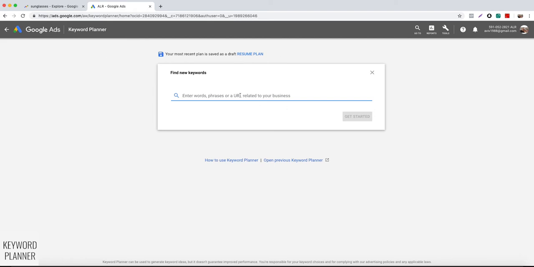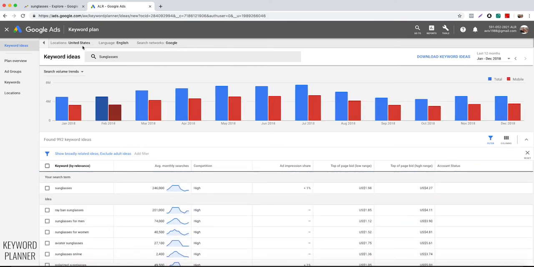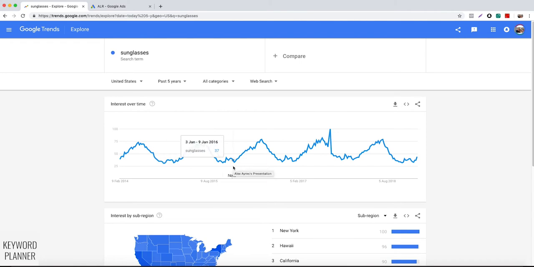So if we go here, when you go to tools, you can click Keyword Planner, and when you come here, you can put sunglasses, get started. Just make sure that you are on United States, English, Google. Now, this is actually the trend of the product. You can see that you have a lot of searches that start in January. This is the peak, and here the peak goes down because it's the winter. But as we see on Google Trends, January is where the trend starts. January 9 goes down, January 23, the boom starts going up.